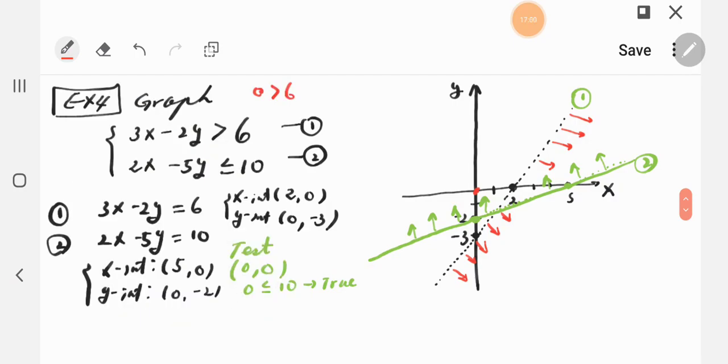The common area is below this dotted line and above the solid line. So the solution will be this part. The solid line means it is included, but this dashed line is not included. So this is the solution area.